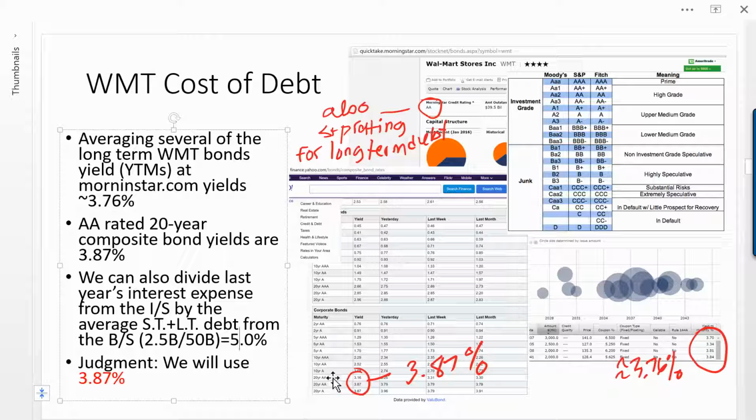I'm going to go with 3.87. Using judgment, the 3.76 is very close to 3.87. This appears to be an outlier, so I'm going to use 3.87 as the cost of debt for Walmart.